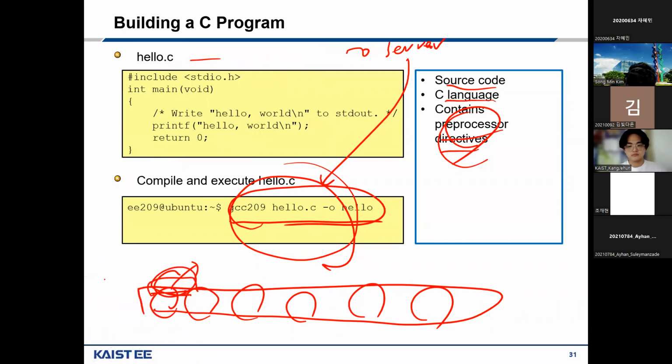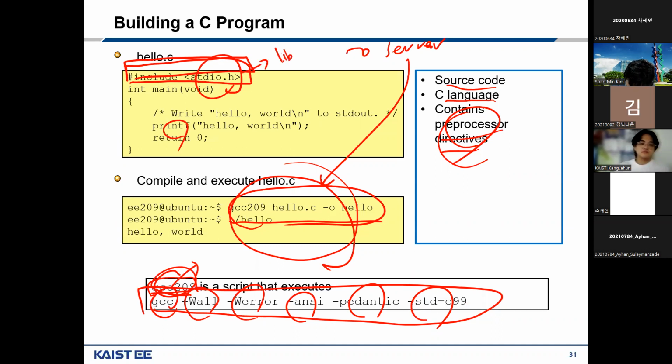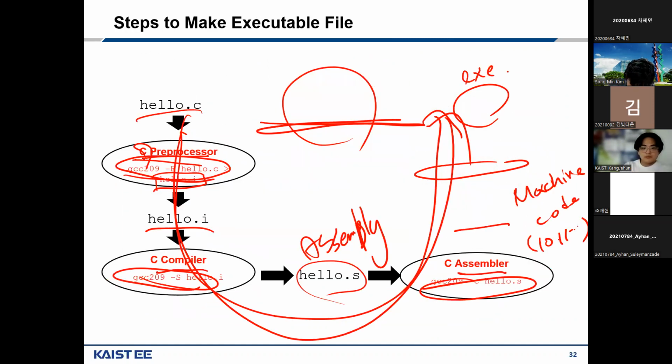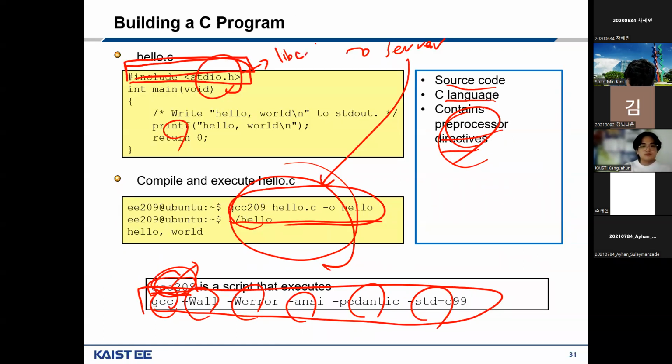So where is printf defined? It's still unknown, right? The definition is actually here. This forwards to a library called libc.a. This actually points to libc.a, a library that includes the definition of printf.